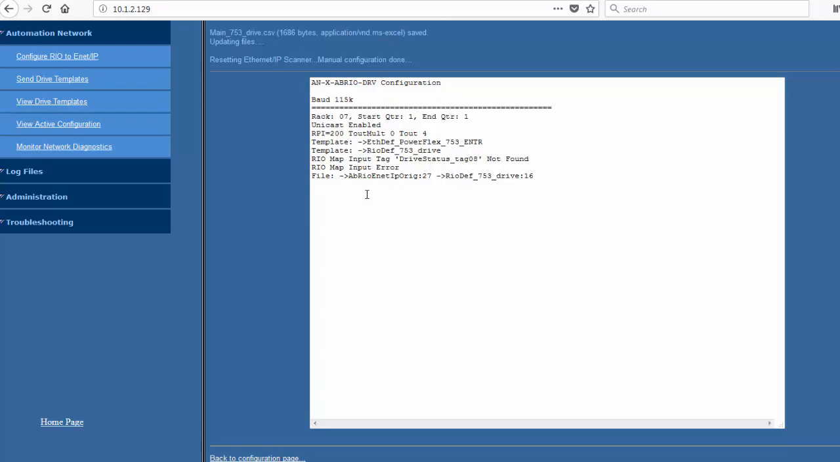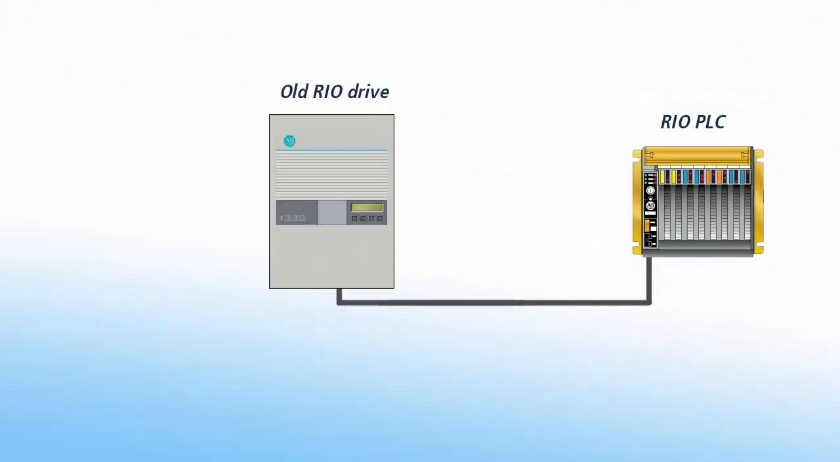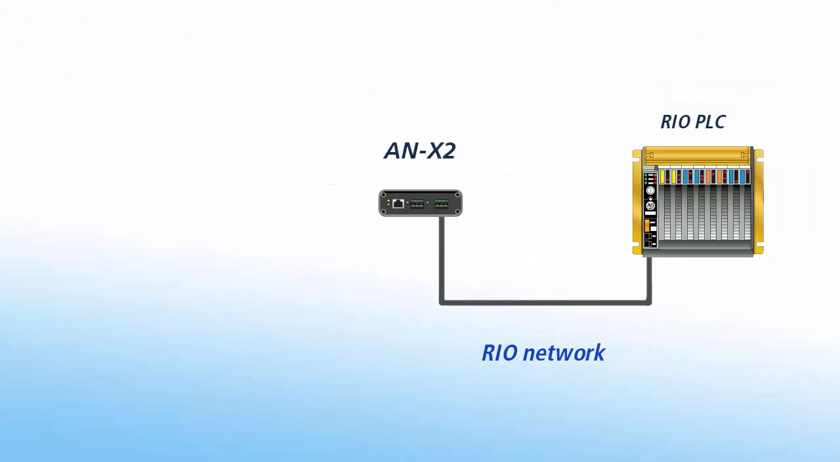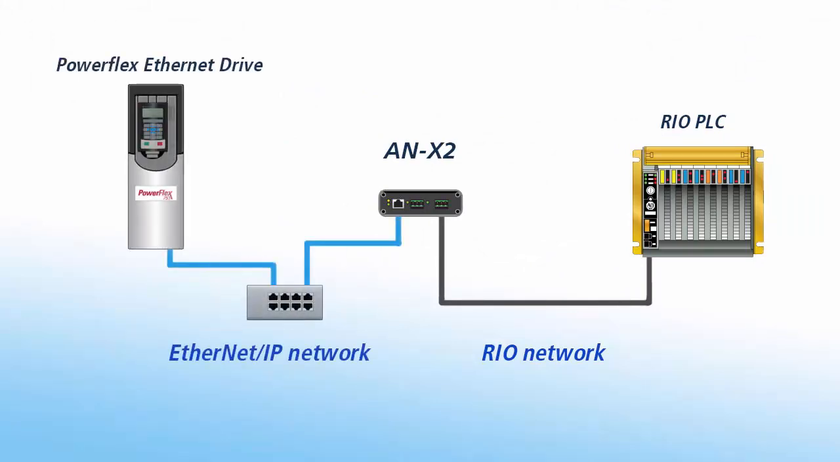Now all I have to do is unplug my RIO drive, attach the remote I/O connector to the gateway, and plug the 753 PowerFlex drive into the same switch that the ANX2 is plugged into. The PLC5 was already scanning the RIO drive, so now that we've switched over and everything has been mapped, it will continue to scan the Ethernet drive automatically.